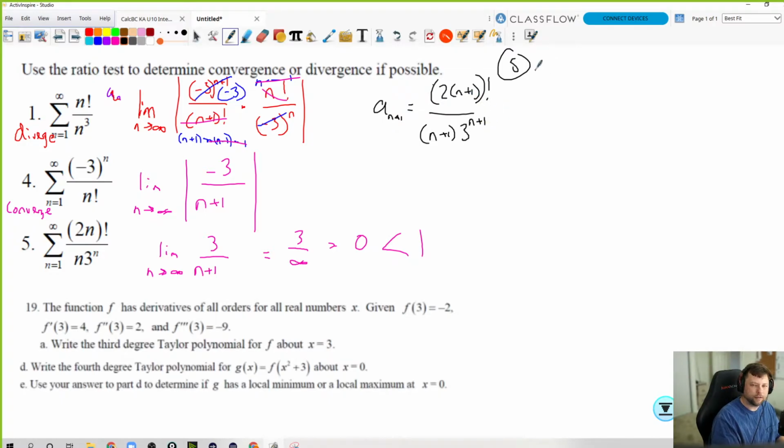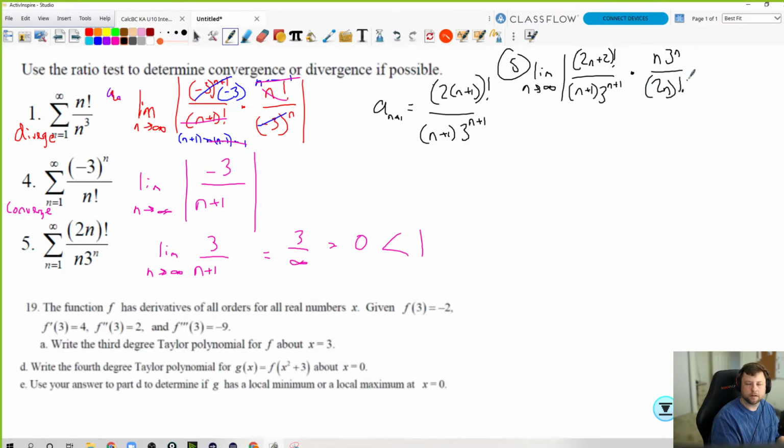So really, if I were to do this, I want to distribute this too because it's going to make more sense. So it's like 2n plus 2 factorial. It's not 2n plus 1, it'll be 2n plus 2 because the n's connected here. Over n plus 1 times 3 to the n plus 1 times the reciprocal of this, n 3 to the n over 2 to the n factorial.